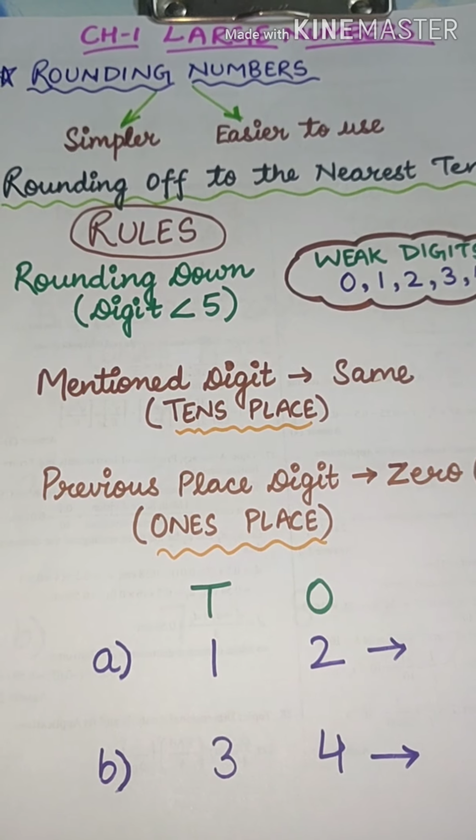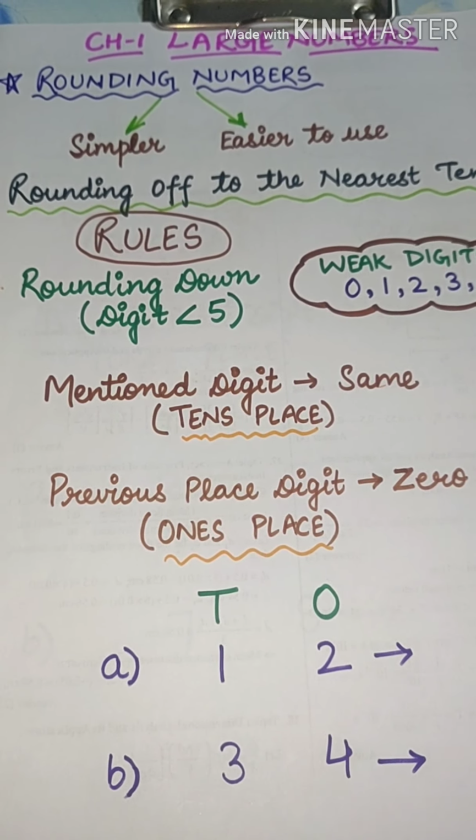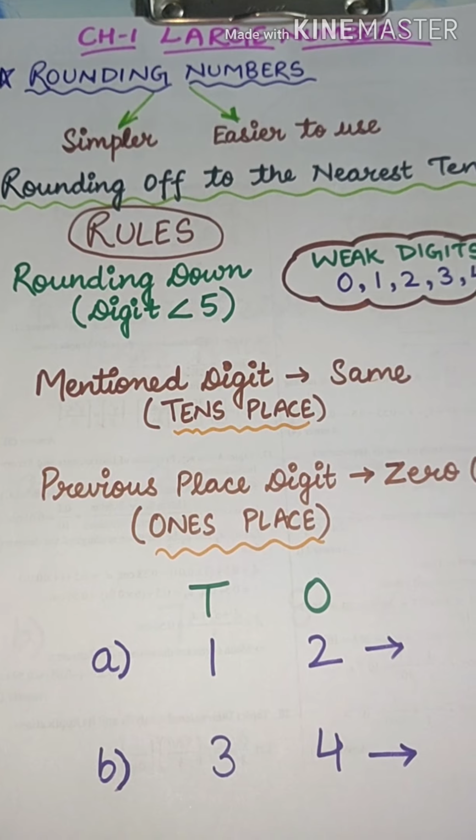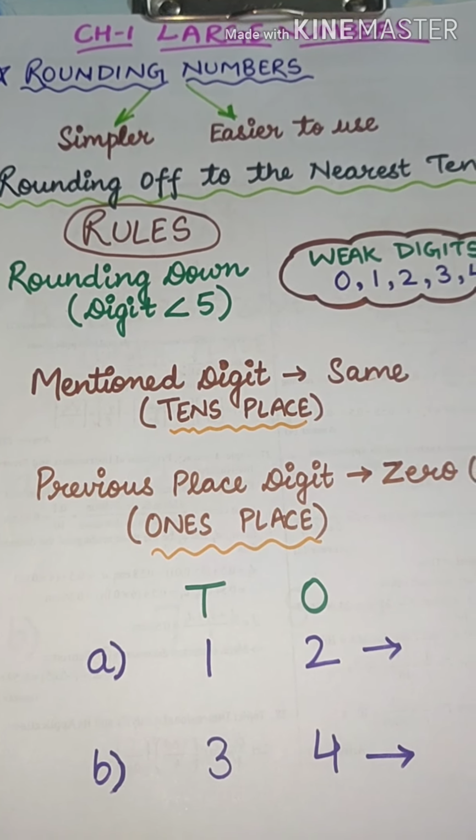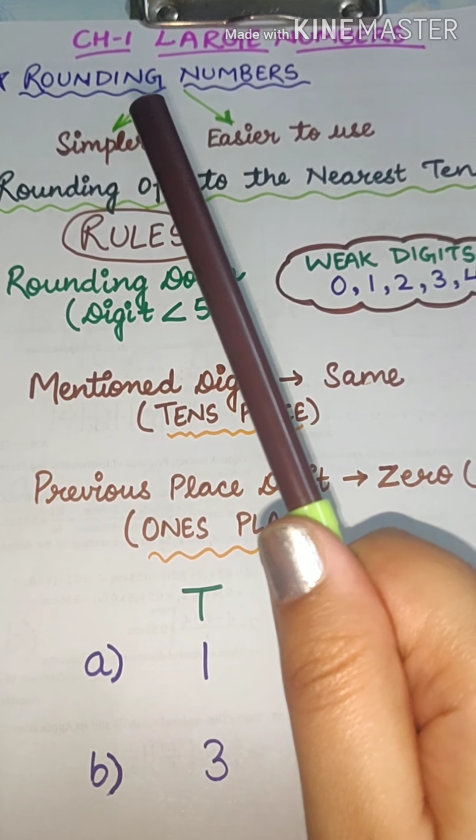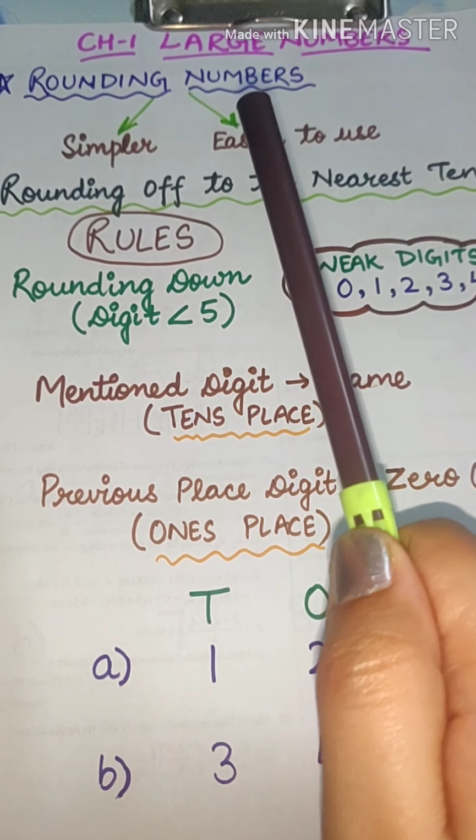So kids, in this video we are going to do chapter number 1 again, that is large numbers. And you know kids, this is the last topic of this chapter, rounding numbers.